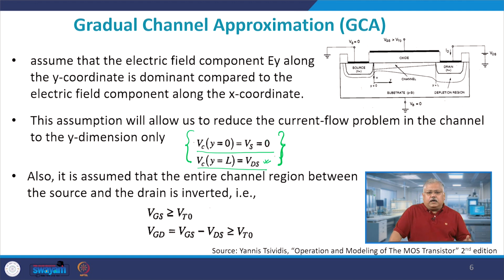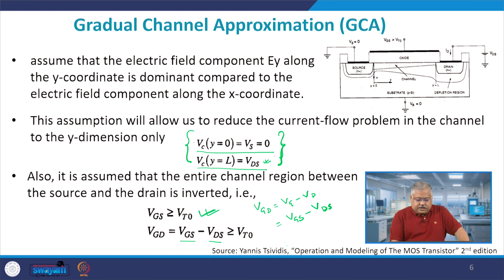Now it is assumed that the whole of the channel is inverted, therefore my gate to source voltage should be greater than Vt0, where Vt0 is the threshold voltage of the device. That is the reason I have written Vgs should be greater than Vt0. And gate to drain voltage Vgd, which is nothing but Vgs minus Vds, should also be greater than or equal to the threshold voltage. I will try to explain why I write that. Vgd is nothing but Vg minus Vd. Vg is Vgs and Vd is also Vds because the source is grounded, correct.